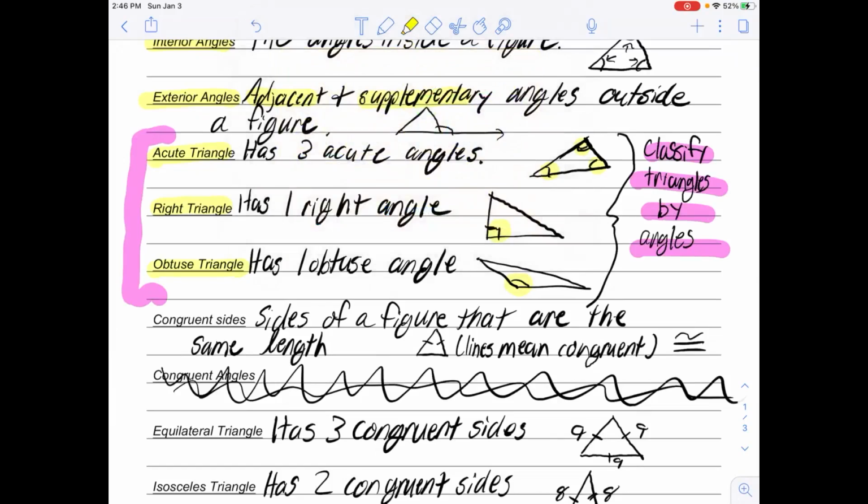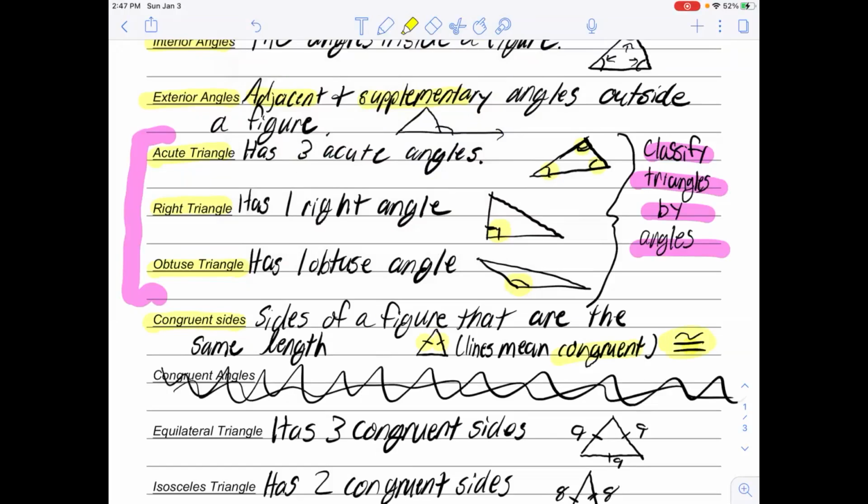Our next vocabulary word is congruent sides. Congruent sides are sides of a figure that are the same length. So, for example, in my little picture I drew, these two sides are the same length. The bottom is not. And you know they're the same length because of these little lines that I drew. Those lines mean that the figure is congruent. The other thing that means congruent is this little equal sign with the little squiggly above it.